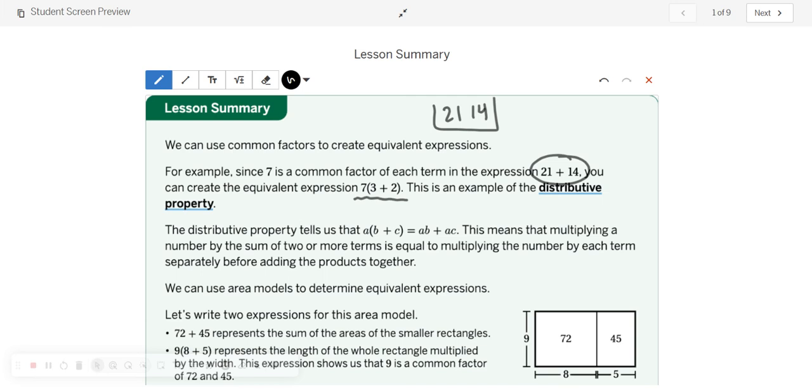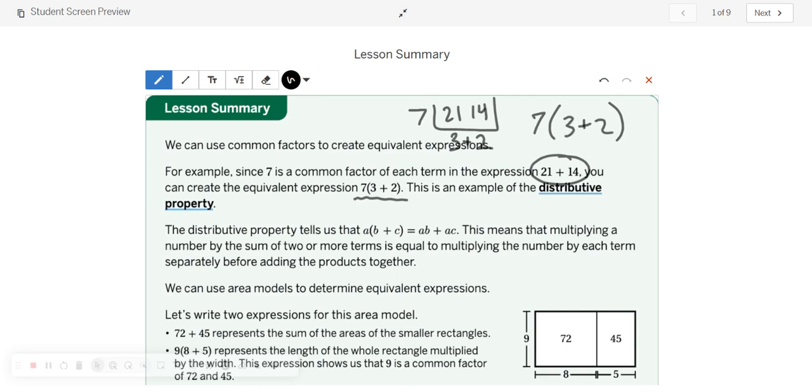Or I look at the multiplication chart and I look for 21 and 14 to be in both the same column or the same row. It doesn't matter which one. However you look at that, I see that 7 goes into 21 three times, 7 goes into 14 two times. Since 3 and 2 are relatively prime, the most efficient way I could write this using the distributive property is to take out that 7, put it out in front of parentheses, and then inside the parentheses, I'm going to put 3 plus 2.